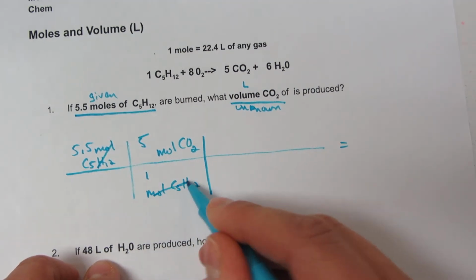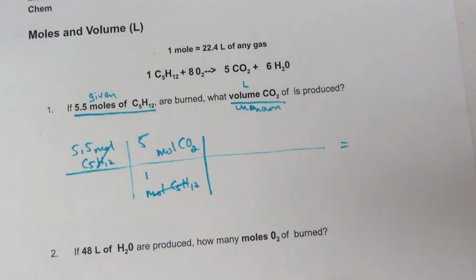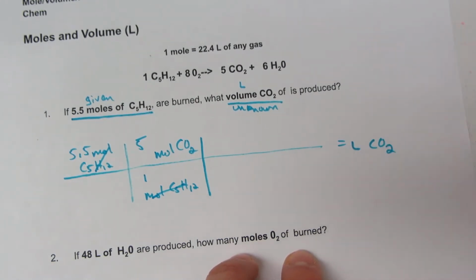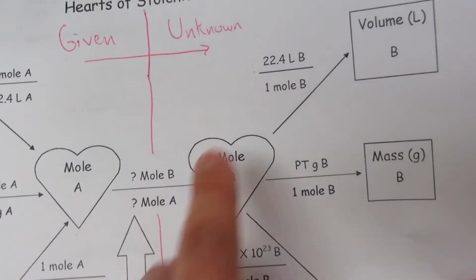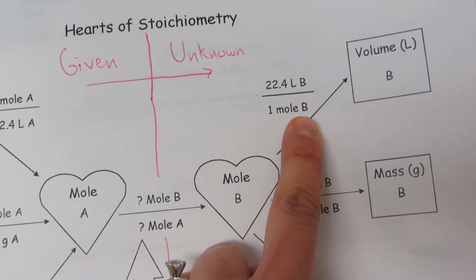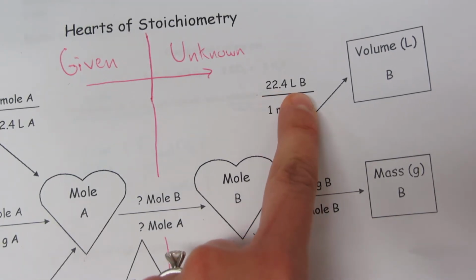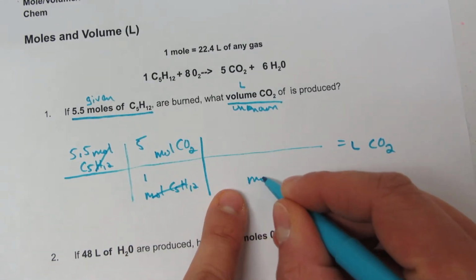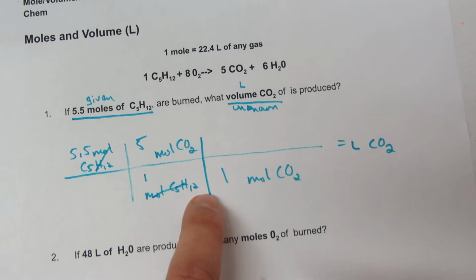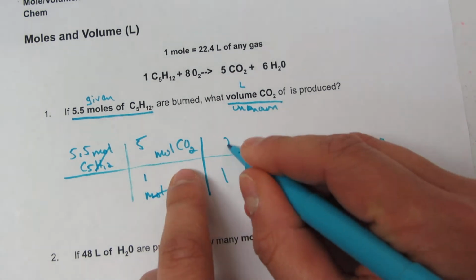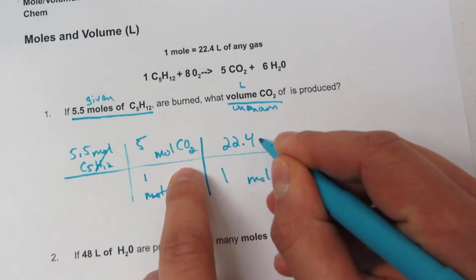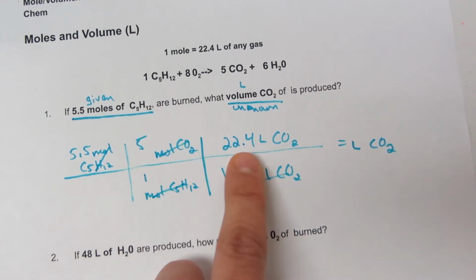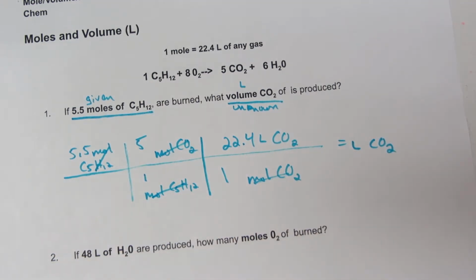Okay, so now we're in moles of CO2. We want to get to liters of CO2. Okay, so we're going to put the 1 mole of CO2, carbon dioxide, on the bottom and 22.4 liters of carbon dioxide on top. So we're going to cancel out mole CO2, and we know for every 1 mole of carbon dioxide, that's equal to 22.4 liters carbon dioxide. Cancels out. We're in liters of carbon dioxide, which is what we wanted.